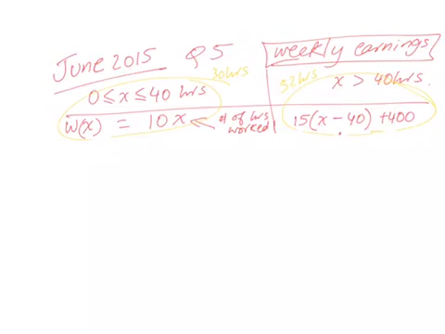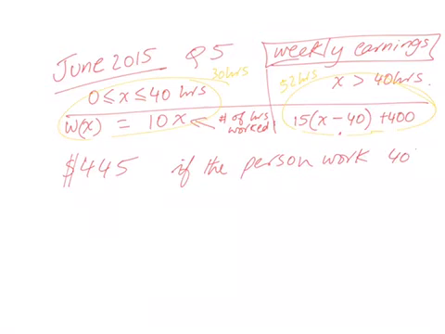Now they're saying that the person is earning $445. Now if the person works the entire 40 hours, now we know the pay rate is $10, right? $10 per hour. So we know this information, that it's $10 per hour, right? So for 40 hours, he'll get 400.